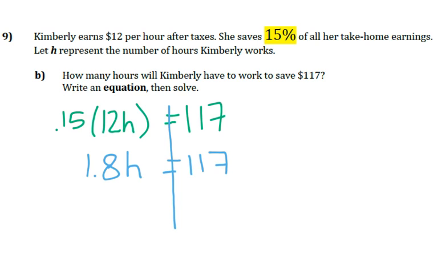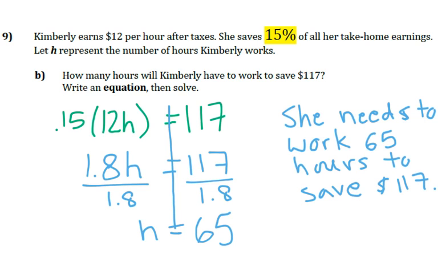Next, we're going to do the opposite of what's happening to h. We're multiplying by 1.8, so we're going to divide by 1.8 on both sides of our equation. And so the number of hours is equal to 117 divided by 1.8, which is 65. So she needs to work 65 hours to save $117.